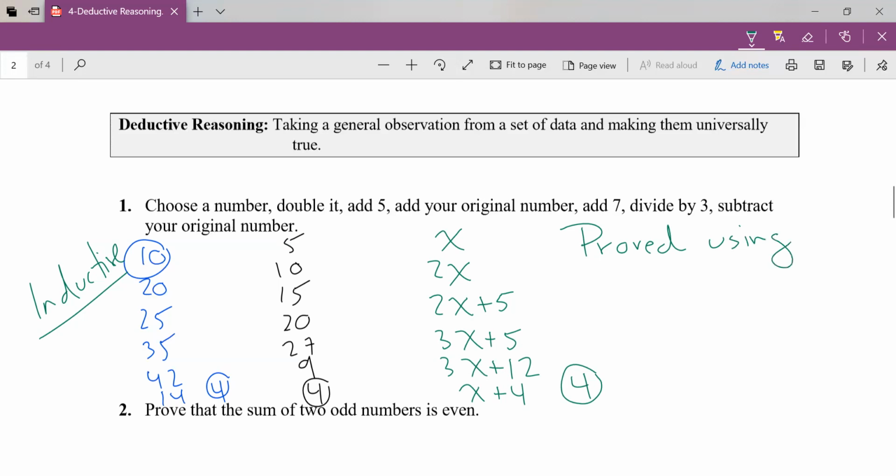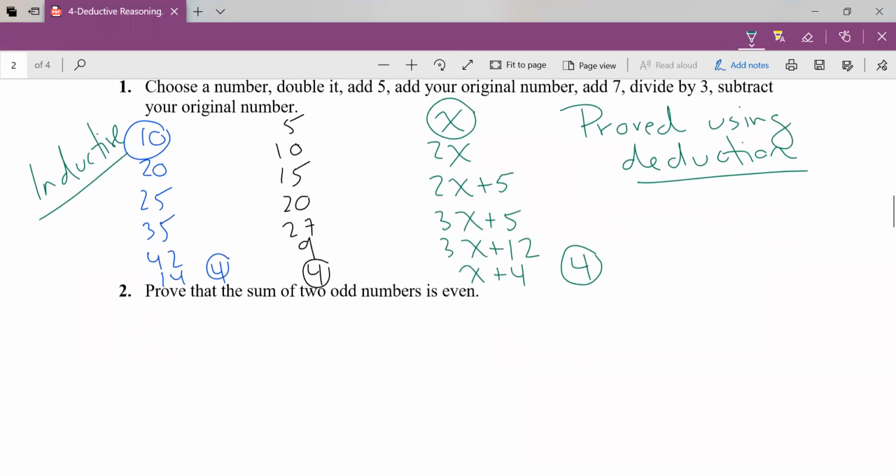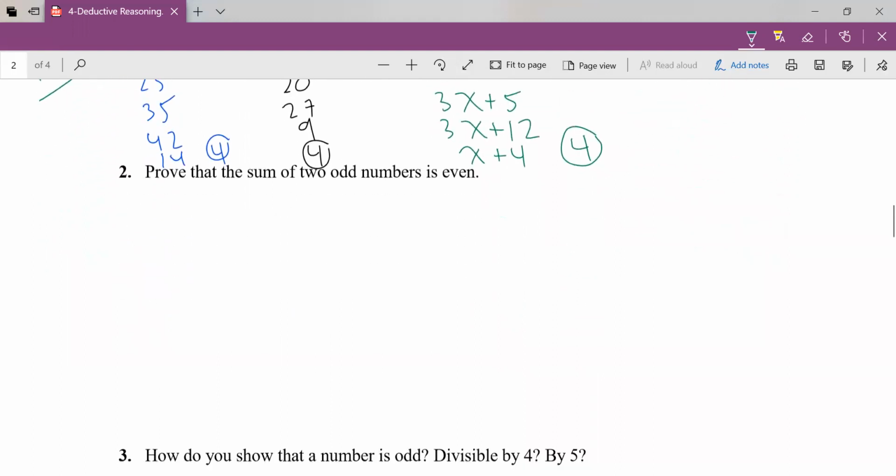The difference between induction and deduction is that with induction, I'm looking at a pattern with some random examples. With deduction, a lot of times I'm using X, a variable, so I'm showing it's true for all examples. That's universal. That's the big difference for today. Now, I need you to know some definitions as you're going through these things.